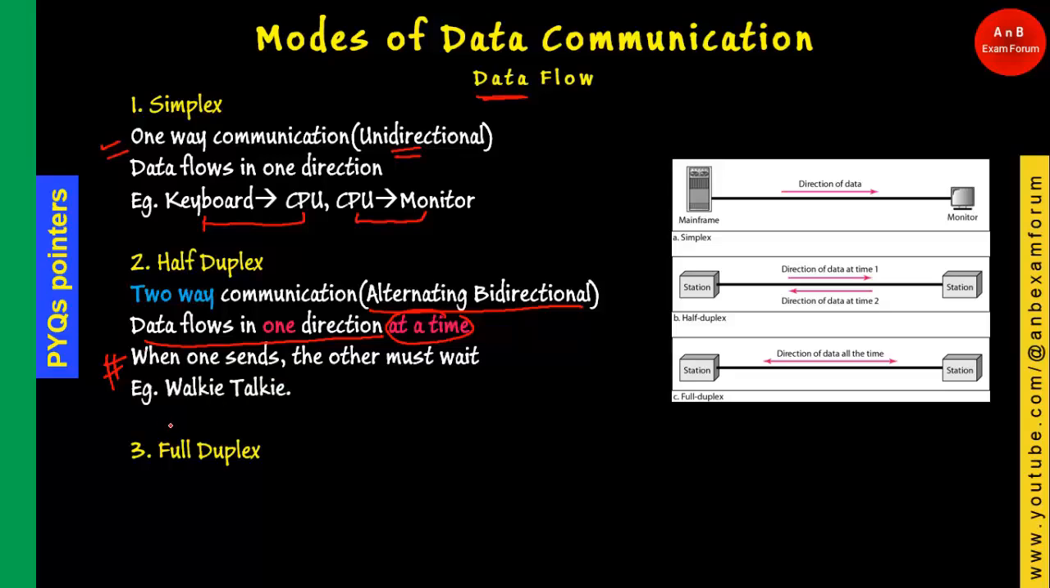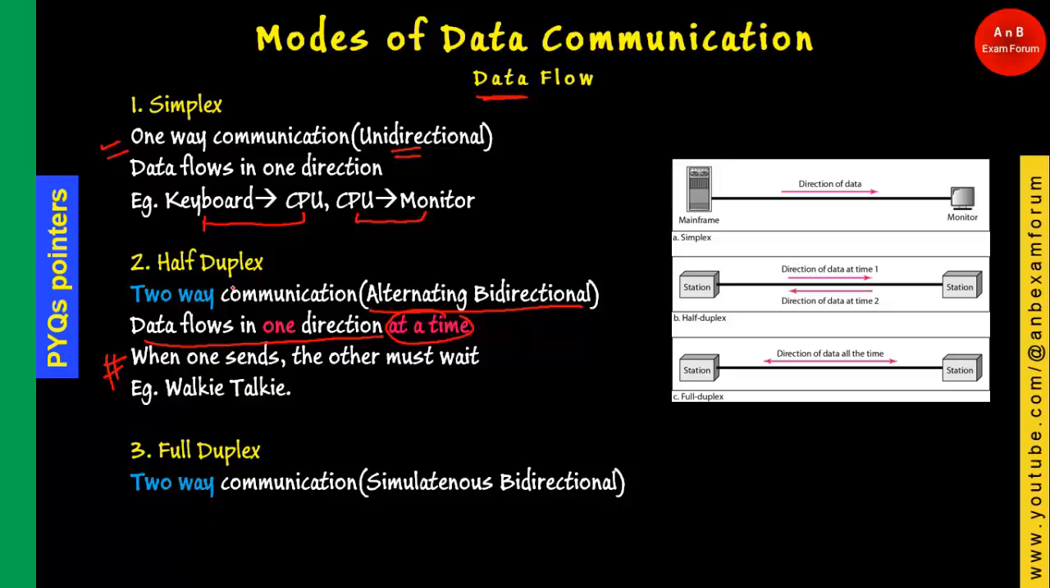The example is the walkie-talkie. As we have seen, the police patrolling unit generally uses walkie-talkies, where one person is speaking while the other is in listening mode. So that is the basic of half duplex.